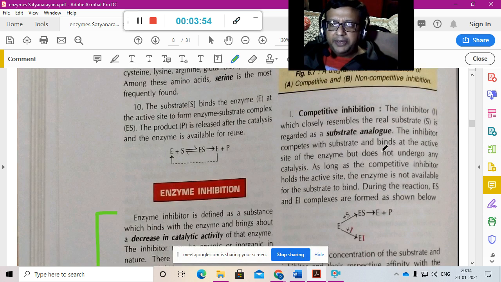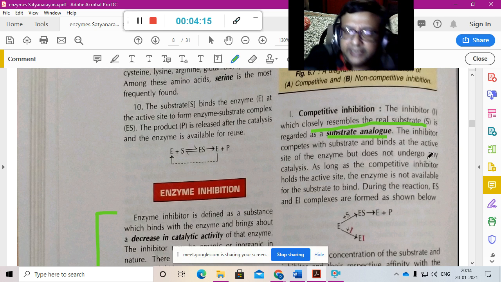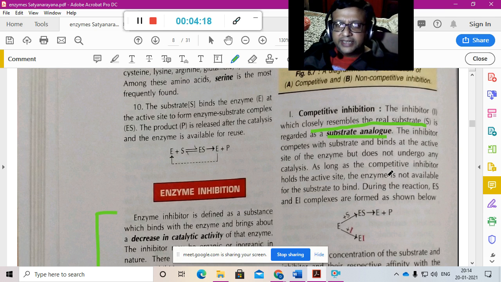So in a competitive inhibition, the inhibitor is something which closely resembles the real substrate, and it is called the substrate analog. The inhibitor competes with the substrate and binds at the active site of the enzyme, but it does not undergo any catalysis. As long as the competitive inhibitor holds the active site, the enzyme is not available for the substrate to bind.